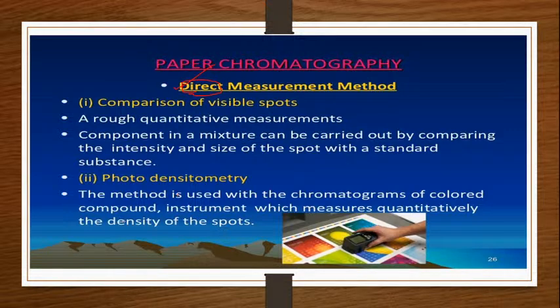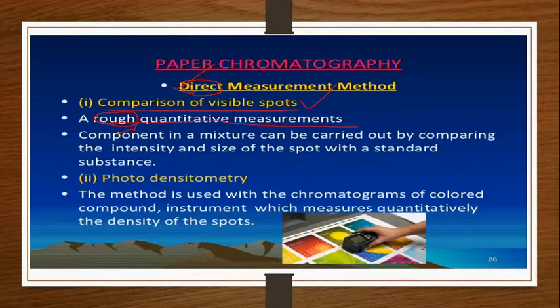The first one is comparison of the visible spots. If you go for any iodine chamber method, or UV cabinet method, or even your spot is directly visible just because it contains colored compounds, you just need to compare it. A rough quantitative measurement can be possible. Remember, it is a rough one, it is not analytically accurate. The concise or accurate form of quantitative estimation cannot be achieved by comparison of visible spots. You can go for a rough quantitative measurement.